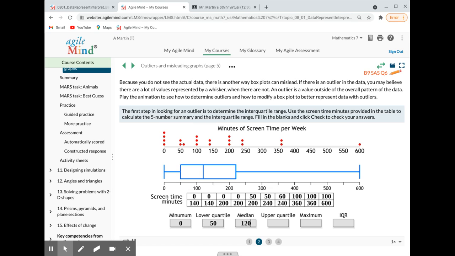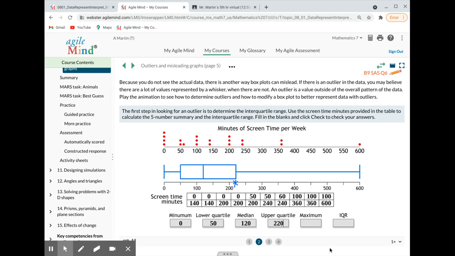What is the upper quartile, Braden? 150? Wait, 200? It's a little more than 200. Where would that be? Hold on. 220. Good job, because it's halfway between 200 and 240.